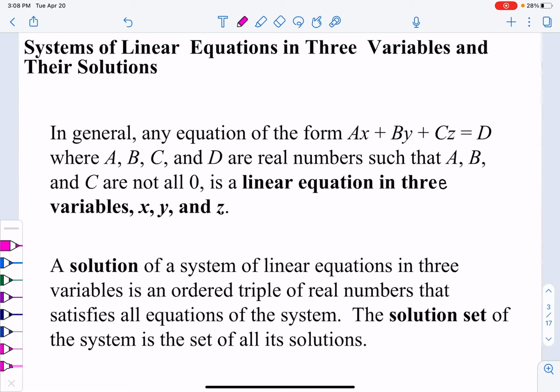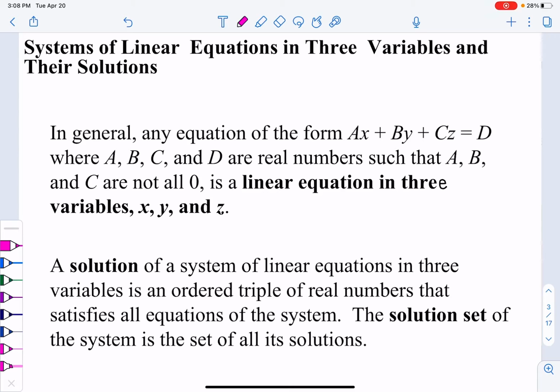In general, any equation in the form ax plus by plus cz is equal to d, where a, b, c, and d are real numbers, such that a, b, and c are not all 0, is a linear equation in three variables x, y, and z.